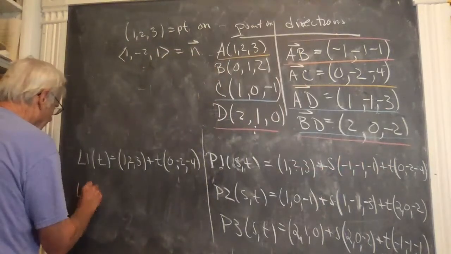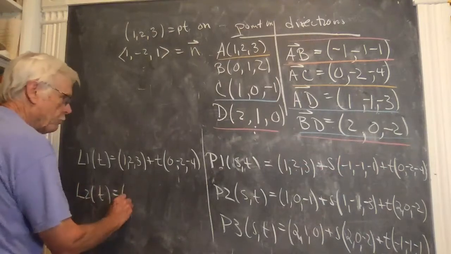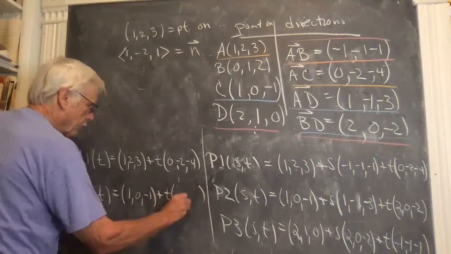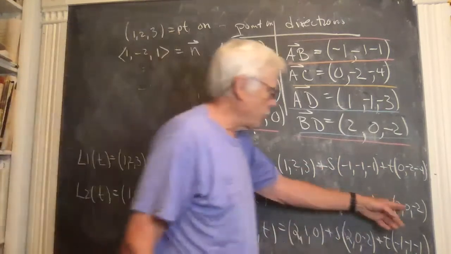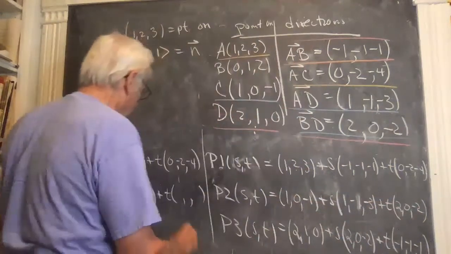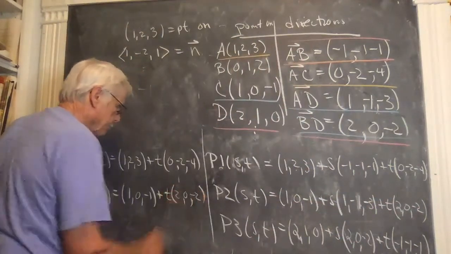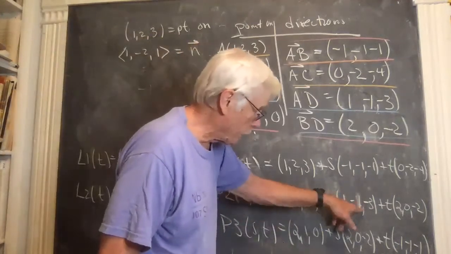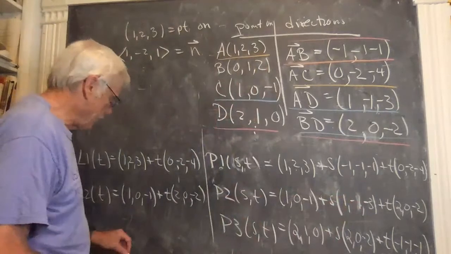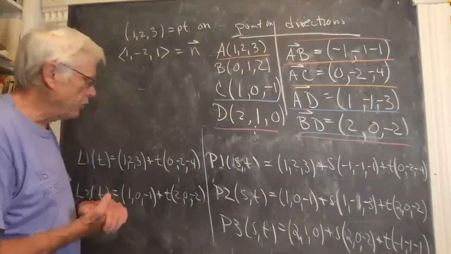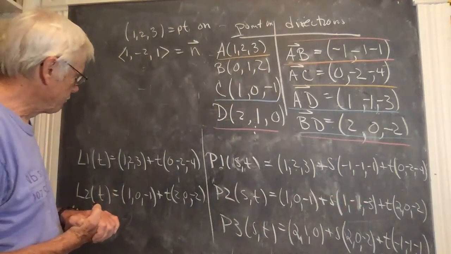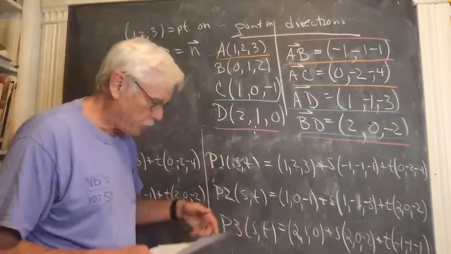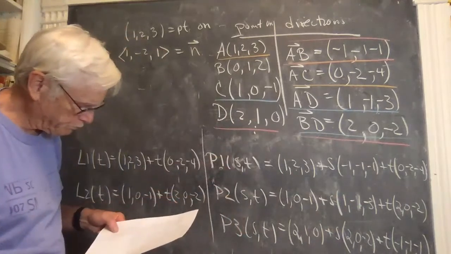So a second line, L2 of t, a point on it, (1, 0, -1), plus t times, we can use either one of these directions, (2, 0, -2). So we could have used the other one, even though it multiplies the s. This is a direction within the plane, the range of that function, so we're good. So here are two lines, both of which lie in Eleanor. Here are three equations for Eleanor. She's got a lot of names.